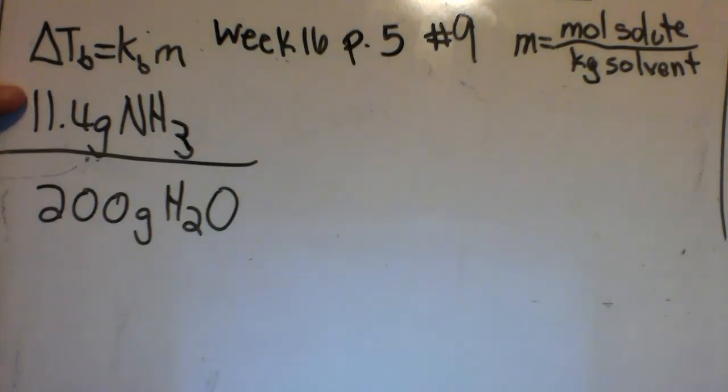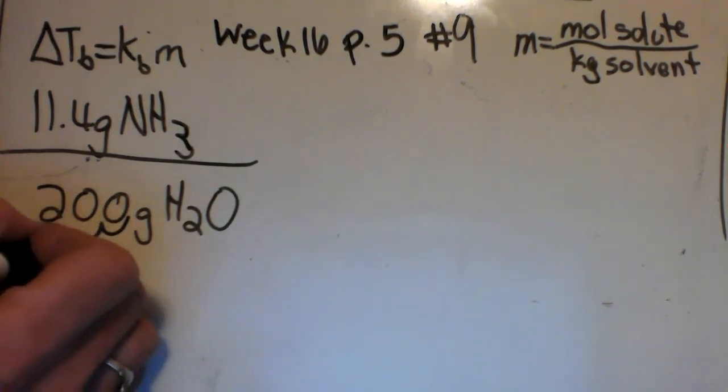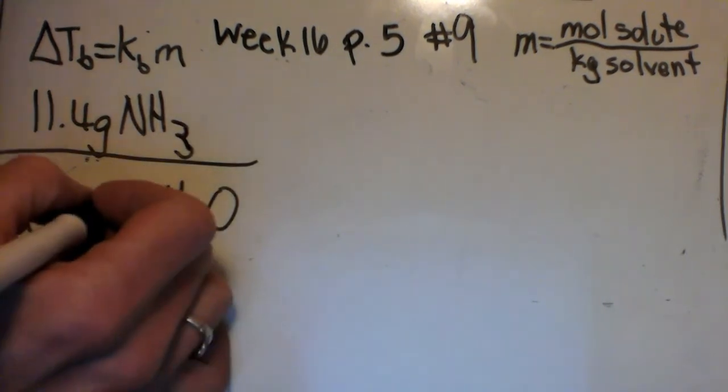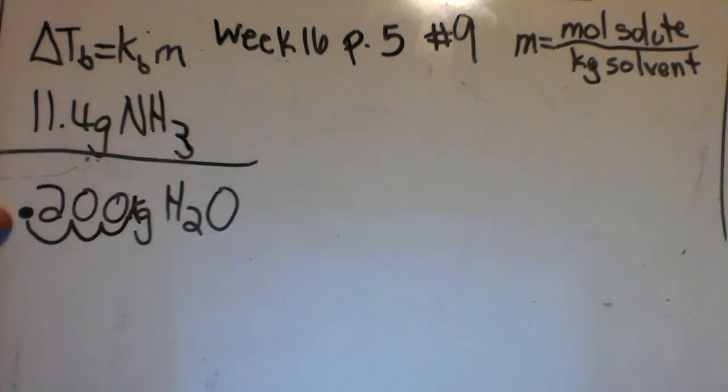I have the units of ammonia, which is the solute, on the top, the units of solvent on the bottom, which is water. Both of these have to be converted to new units. The ammonia has to be converted to moles. The water has to be converted to kilograms. We can start by converting the water to kilograms by moving the decimal place over 3. Now we have 0.2 kilograms of water.